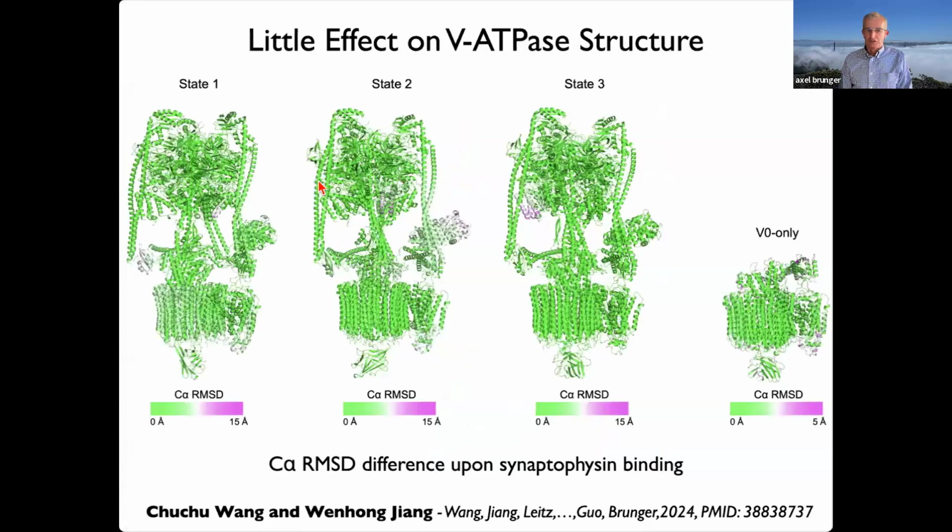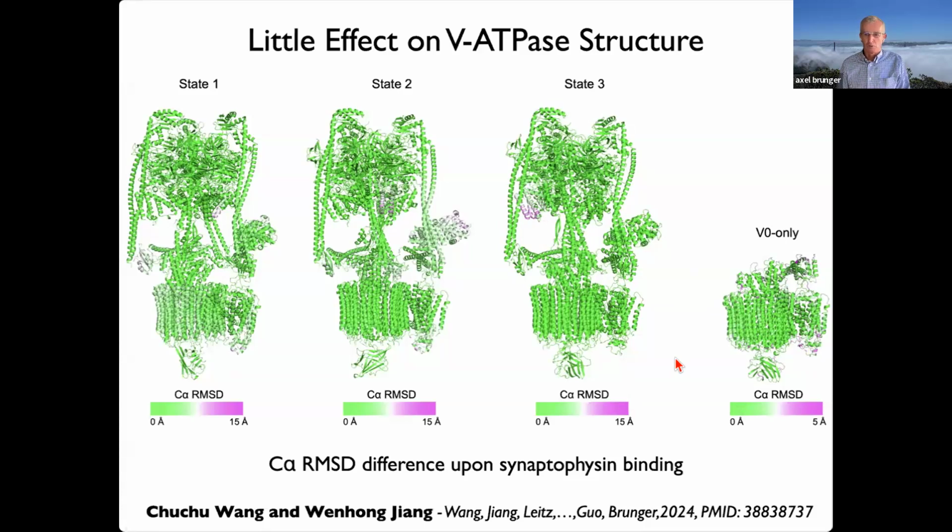And so in terms of conformational changes, we didn't really see much in terms of changes in the VATPase structure upon binding. So these color-coded models show the difference between the wild type and the knockout mice structures. So again, the knockout doesn't have synaptophysin, and what is shown here is, of course, only the VATPase structure. And you can see that in these different states and also V0 only, the differences are relatively localized, and it's not really clear. They're mostly in regions which are not that well determined anyway. So there's really no gross conformational changes upon binding of synaptophysin.